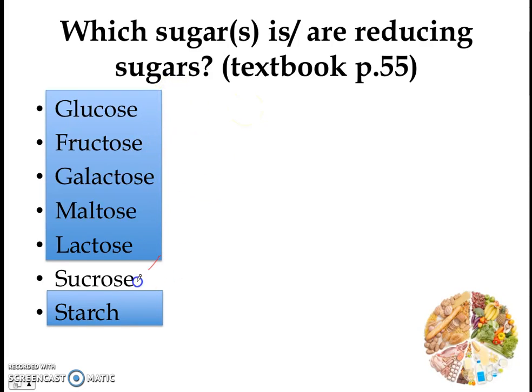So only sucrose is not a reducing sugar, right? Not a reducing sugar. And the reason for this lies somewhere in the chemistry of sucrose, which is a bit too complex for us to go deeper into in this video, but you can go and look it up yourself.